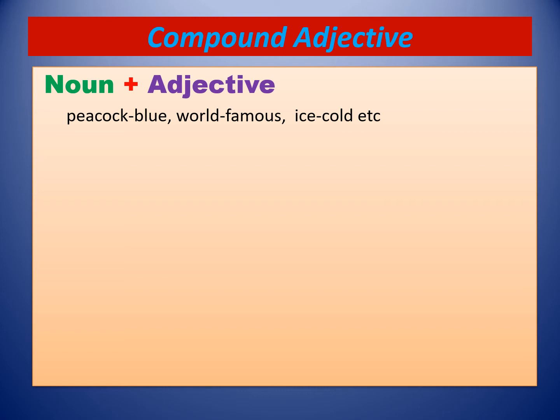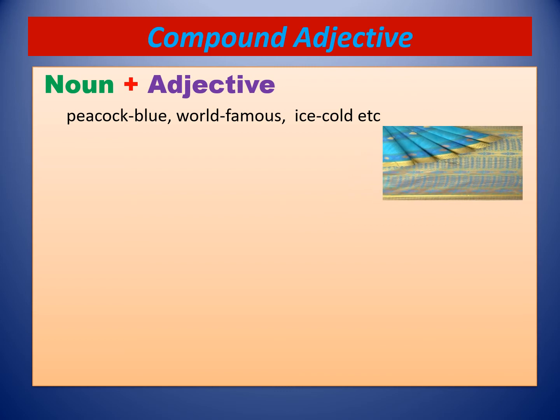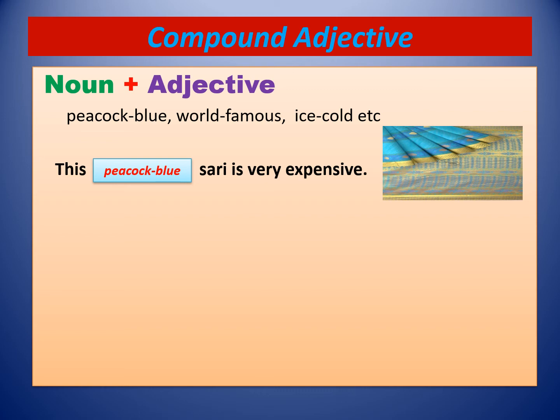Let us frame some sentences using these adjectives. This peacock blue saree is very expensive. So in this sentence, peacock blue is an adjective formed with a noun and an adjective. Peacock blue is modifying the noun saree. Another example.